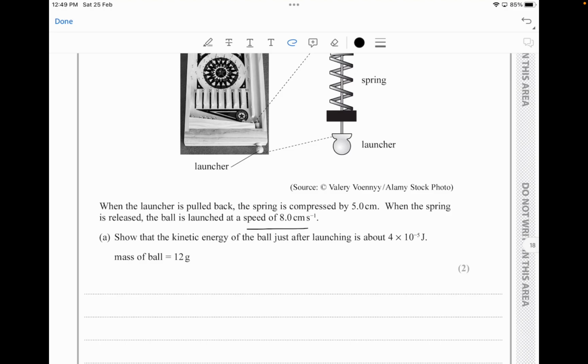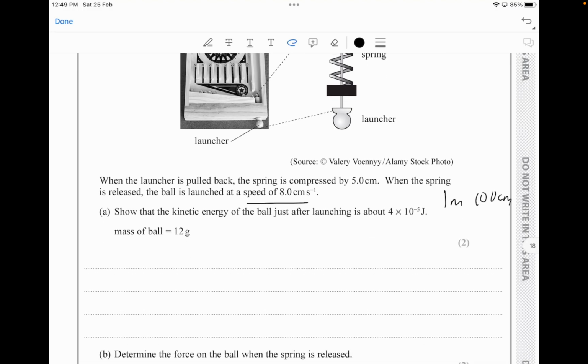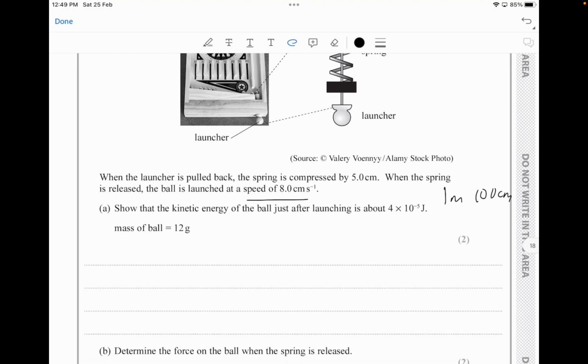So what we're going to do is, we know that 1 meter is equal to 100 centimeters. We know the kinetic energy formula. It's in your equation sheet again. The kinetic energy formula is EK equals half mv squared. We know the mass is in grams, so we have to convert all of these values now.